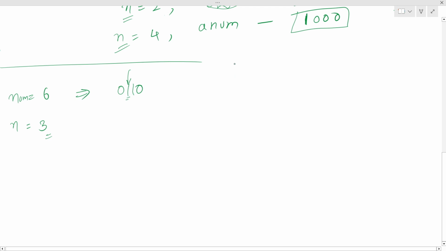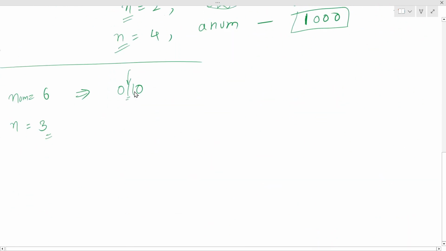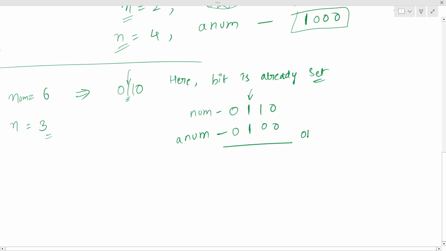So let's try to see. For 0, we have used some algorithm. What is that algorithm? We are trying to find out the a num which has the bit location set at that nth position, and we have applied an OR operation. Let's try to do the same algorithm here also, because here you can see the bit is already set. Then what you need to do? Let's try the same approach as previously. You're going to take the original number, which is your num, and you need to find an a num. What is your a num? A num must contain 1 at this position, and remaining all will be zeros. Now I'm applying an OR operation.